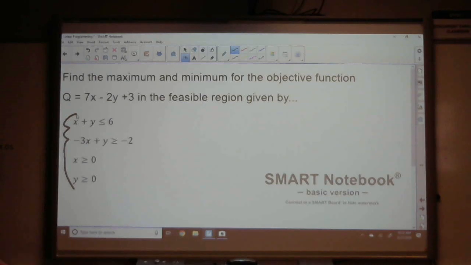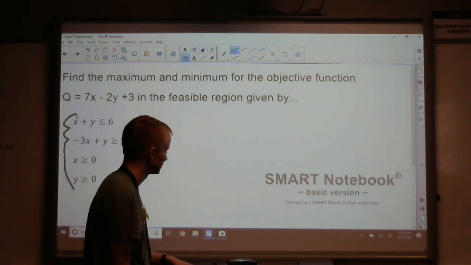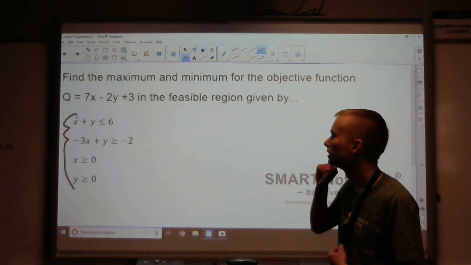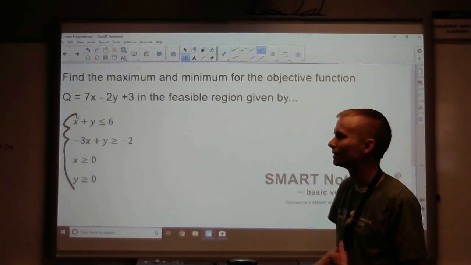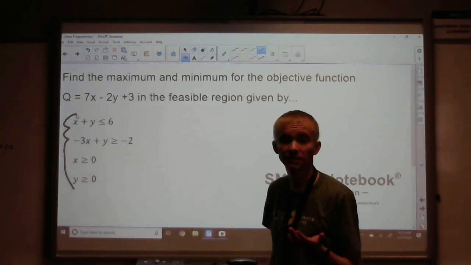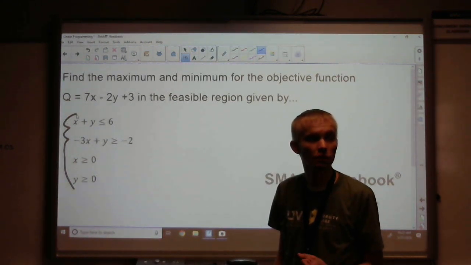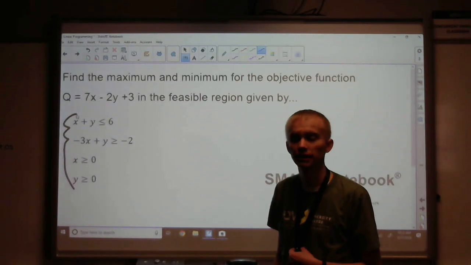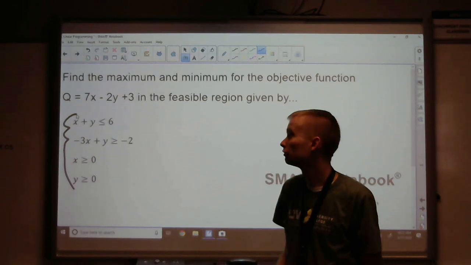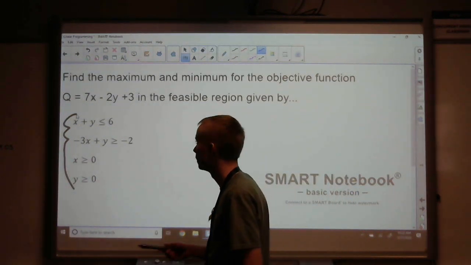Well, if they give you just a list of inequalities, what you're going to want to do is graph your feasible region. So essentially the process is the same as the last problem. I want to graph the feasible region and find the vertices so that I can plug them in and find the maximum or minimum, okay?